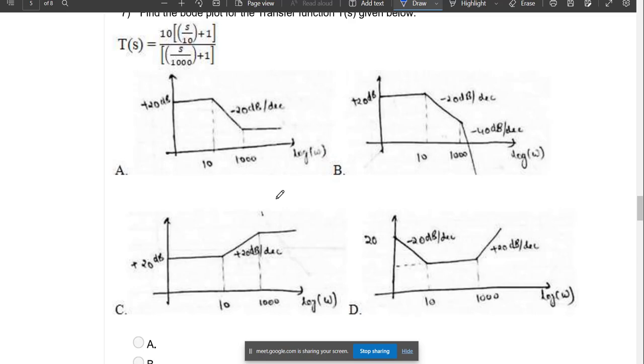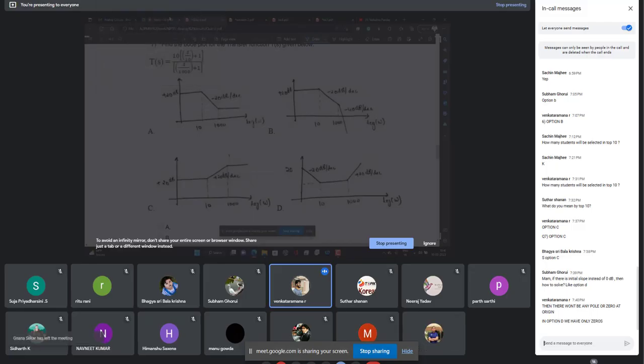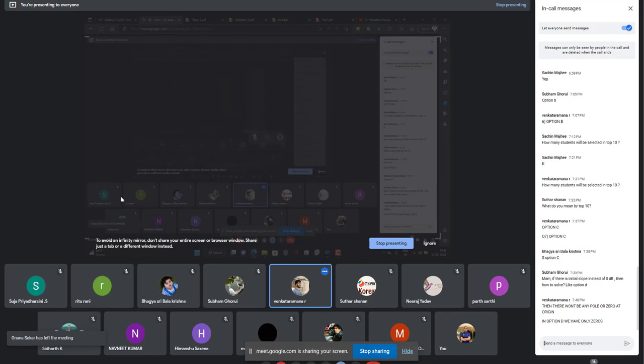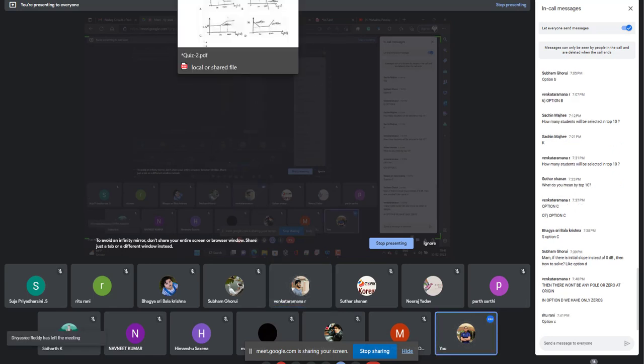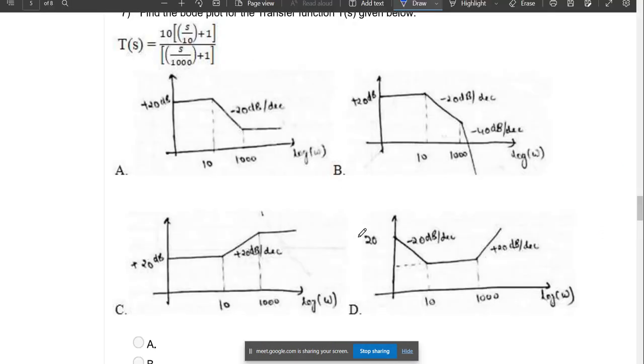Excuse me, ma'am. Can you give the equation for option D? You're not audible to me. The transfer function for option D.